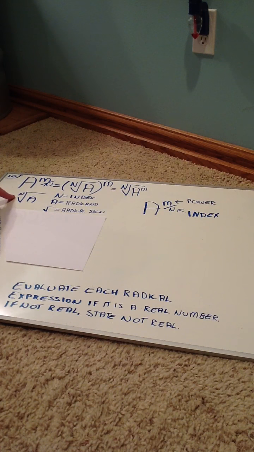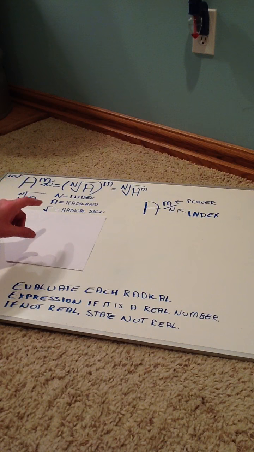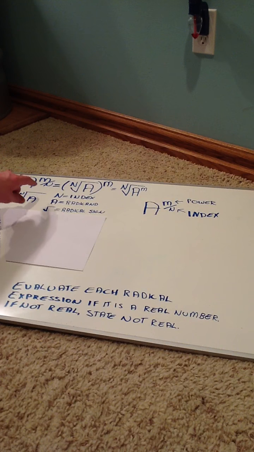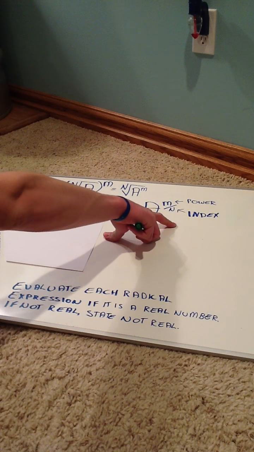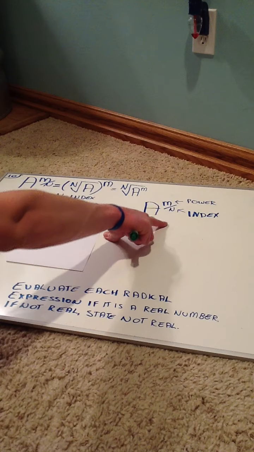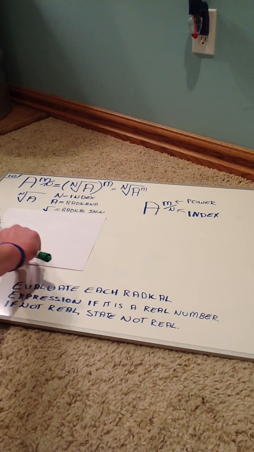Over here, we have the nth root of a. Well, n is what we call our index. A is what we call our radicand. And this funny looking symbol is called our radical sign. And one more over here we have is a to the m over n, where m is our power and n is our index. We'll put this all into play now.